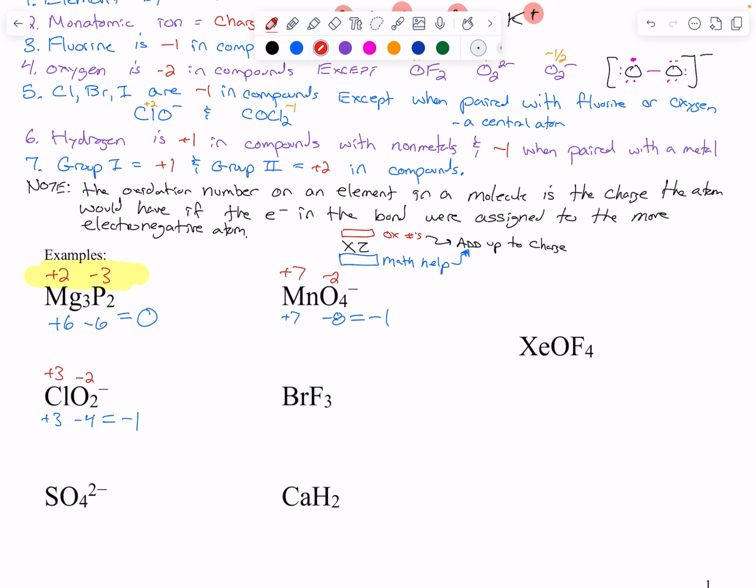Bromine trifluoride. Add up to 0. What would we start with? Element by itself, no. Monatomic ion, no. Fluorine, yes. Fluorine is minus 1. And there are 3 of them, so that's a minus 3. So it looks like bromine has to be plus 3.